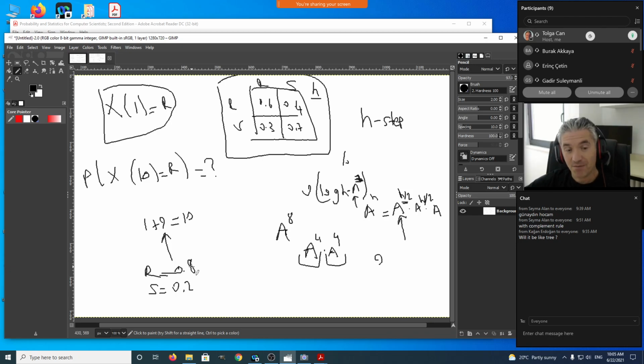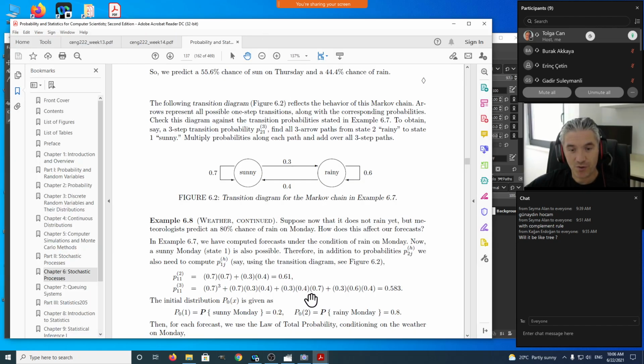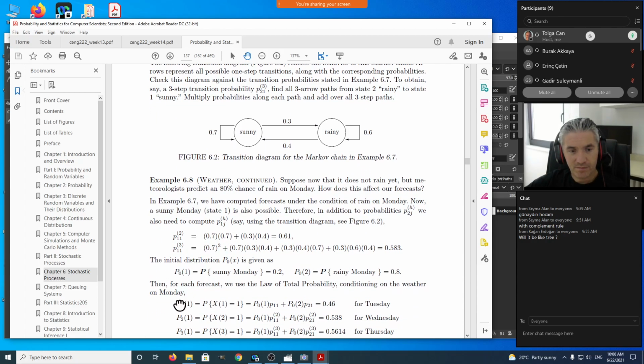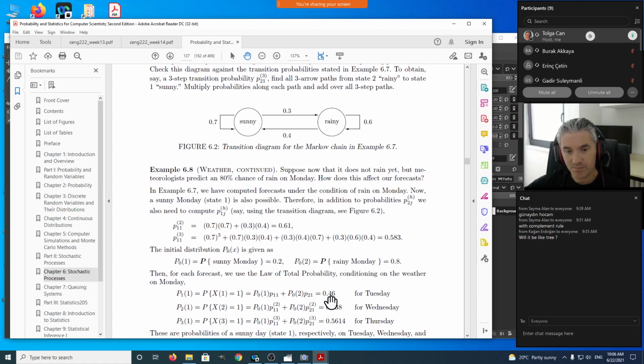If it's rainy on Monday, Tuesday is going to be rainy with 0.8 times 0.6, plus 0.2 times 0.3. So this one is if Monday is rainy, the probability that Tuesday is going to be rainy too. And if Monday is sunny, with 0.2 probability, Tuesday is still going to be rainy with 0.3 probability. So if you add up these two things, you can find what Tuesday is going to be like. For Tuesday we get this one, as you can see.